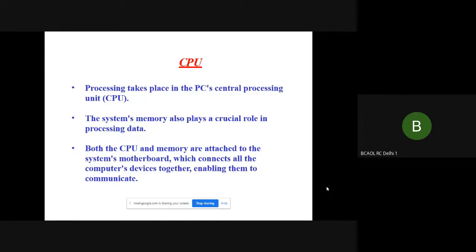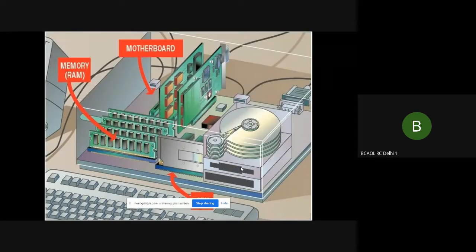The system's memory also plays a crucial role in processing data. Both the CPU and memory are attached to the system's motherboard. So basically, you require CPU and memory also. The system's memory is your RAM, right? So both of them play a critical role for processing of data, and both are attached to the system's motherboard, which connects all the computer devices together, enabling them to communicate. Your motherboard is the electronic board where all the devices are connected, and they can communicate through the motherboard only, right?